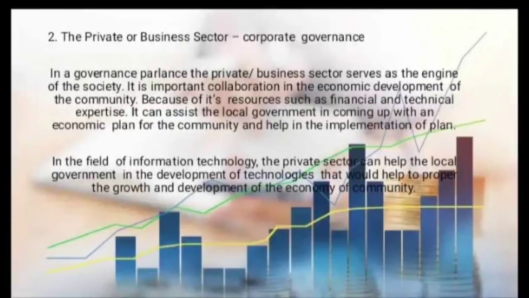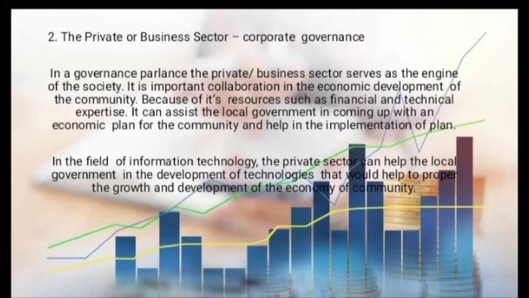The private or business sector, corporate governance. In governance parlance, the private business sector serves as the engine of the society. It is important to the economic development of the community because it has resources such as financial and technical expertise. It can assist the local government in coming up with an economic plan for the community and help in the implementation of the plan.